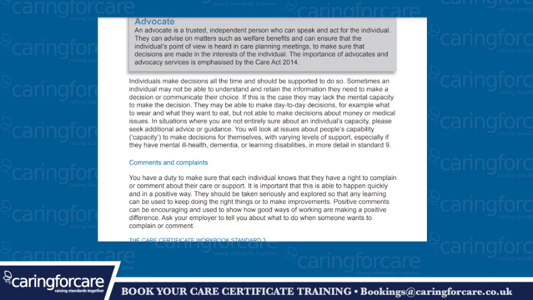They may be able to make day-to-day decisions, for example, what to wear, what or when they want to eat, but not able to make decisions about money or medical issues. In situations where you are not entirely sure about the individual's capacity, please seek additional advice or guidance. You will look at issues about people's capability or capacity to make decisions for themselves with varying levels of support, especially if they have mental ill health, dementia, or learning disabilities, in more detail in Standard 9.